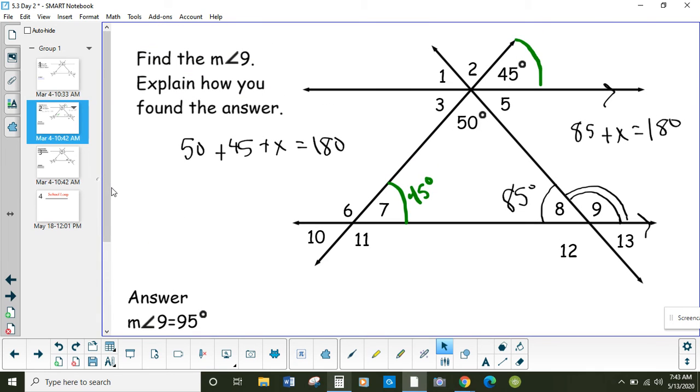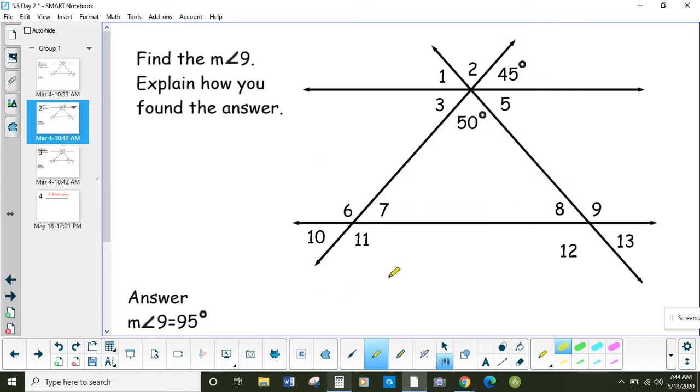Now, I know that some of you out there did this another way. You didn't use corresponding angles or the triangle sum theorem and supplementary angles here. Some of you did it differently, right? Some of you might have looked at it this way. Angle 9 is the same as angle 2 and 45 degrees because they're corresponding. This is another way to do it.